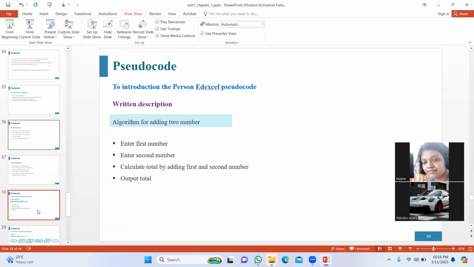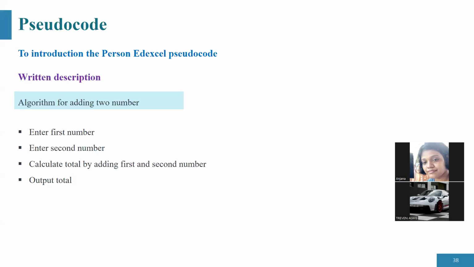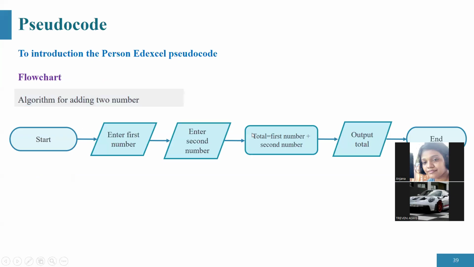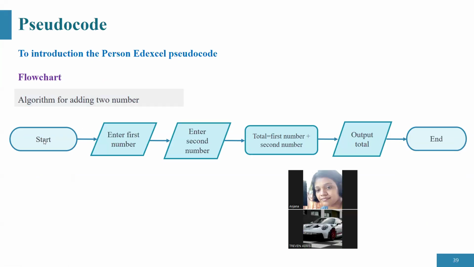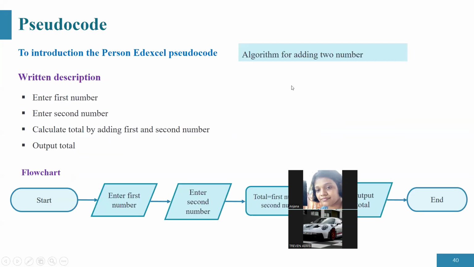Now see. Okay, perfect. First we started: enter the first number, enter the second number, total. Total means we have to show the calculation. If we go for average, we have to show the calculation, then output. You are done. So here, you can compare both things.